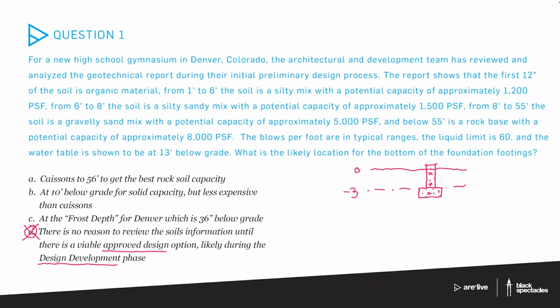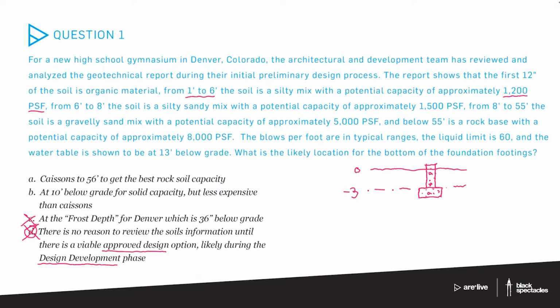Another thing to consider is if we look at our prompt, we see that we have a bearing capacity of 1,200 PSF from 1 foot to 6 foot. Typically, structural engineers like to see around 2,000 as a minimum, just for, at least in my experience, 2,000 seems to be where they would like to be. So given those 2 answers, I think we can easily remove option C from that case. So that leaves A and B. Caissons to 56 feet to get the best rock soil capacity, and B at 10 foot below grade for solid capacity, but less expensive than caissons.